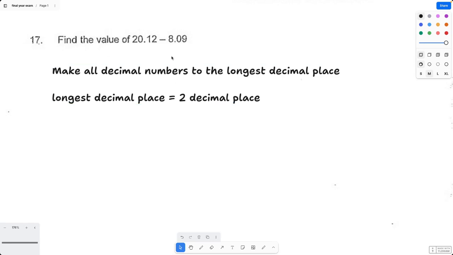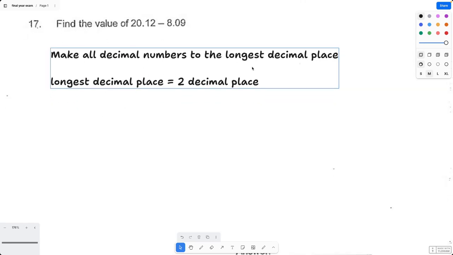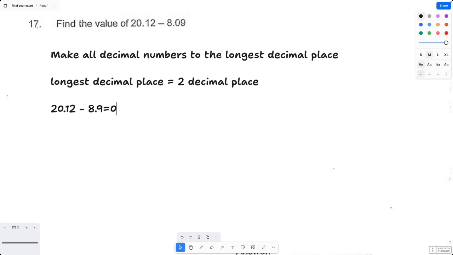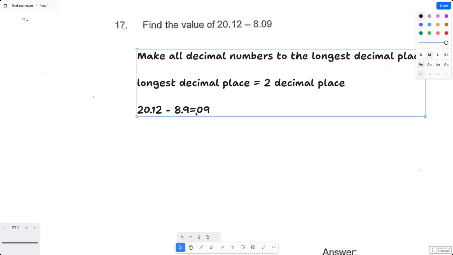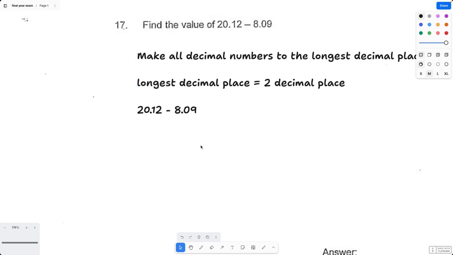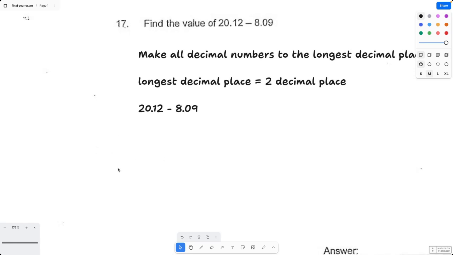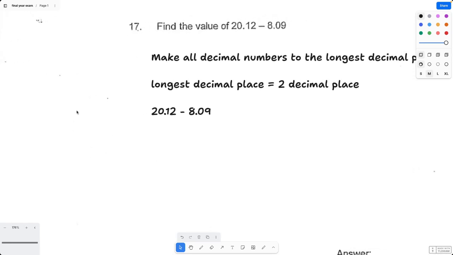Then the last one is just to do the workings. So in this case, it says here 20.12 minus 8.09. What we can do is just normally subtract. It will look something like this. Nothing new. It's just a plain old simple subtraction.